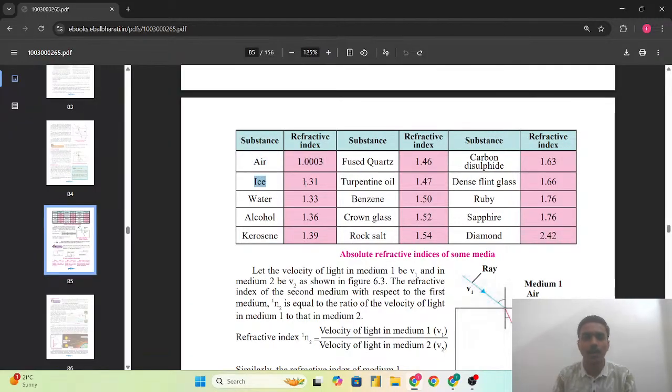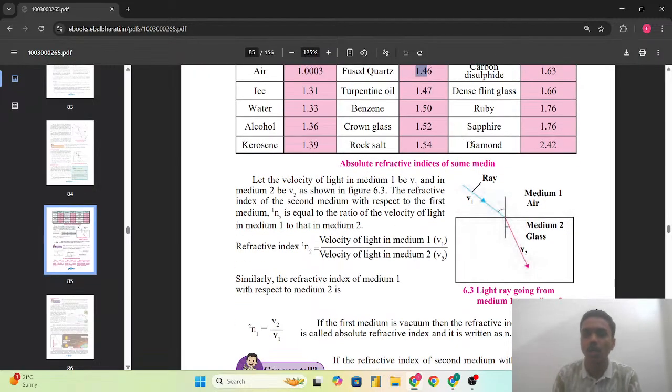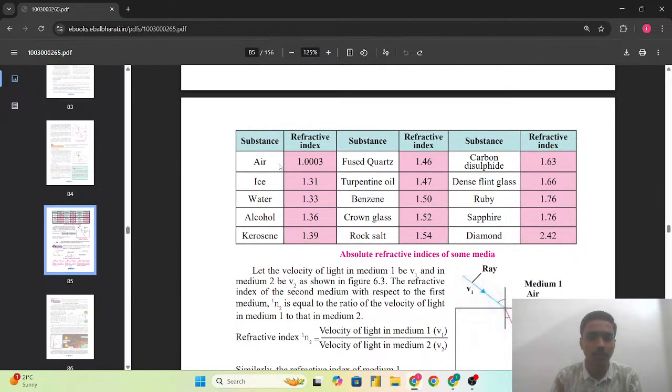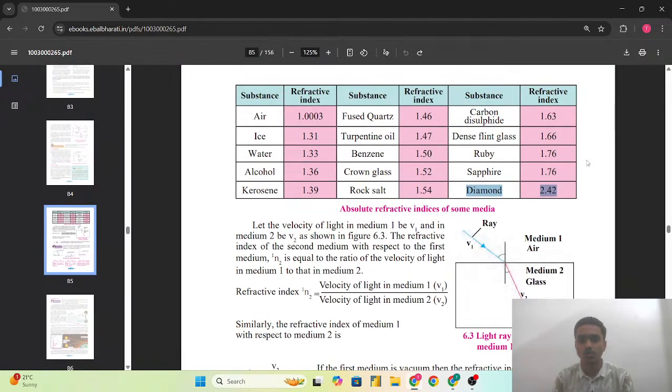Air, ice, water, alcohol, kerosene. So here we can see that the refractive index is different for every substance. Don't worry, when a question on refractive index will be asked, majorly the refractive index of that particular medium will be mentioned in the question. But keep in mind the refractive index of air is 1. And diamond has the highest here, that is 2.42.